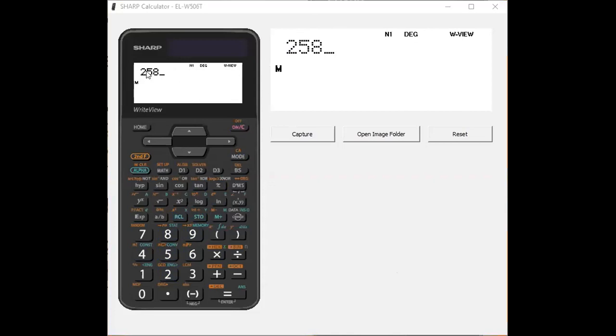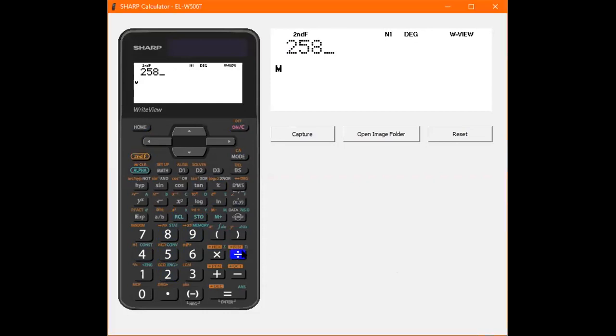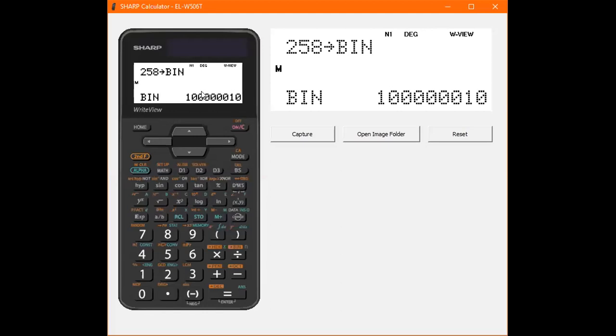Fantastic. Okay. So we have this decimal number and we want to convert it into a binary number. So what we can do is say second function, and over here on your divide button in orange, it says to binary. And if we just press that, it changes our number into a binary number.